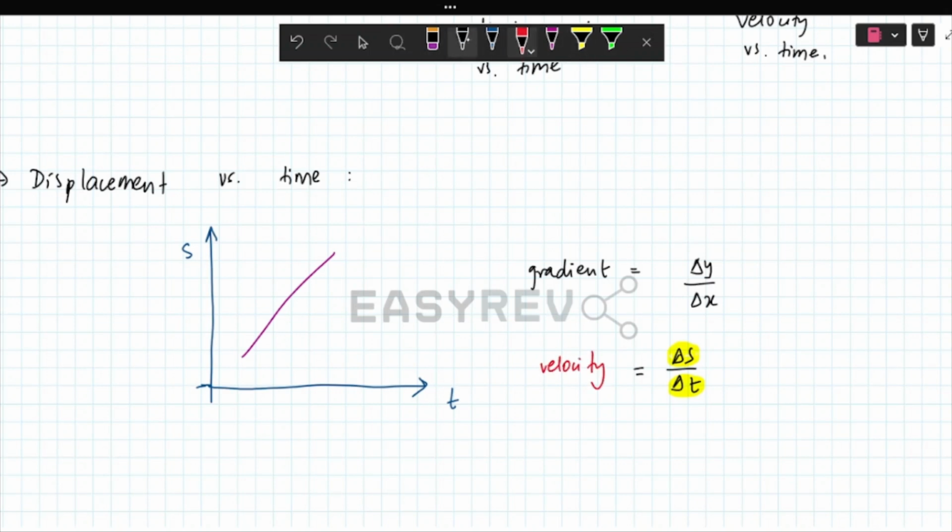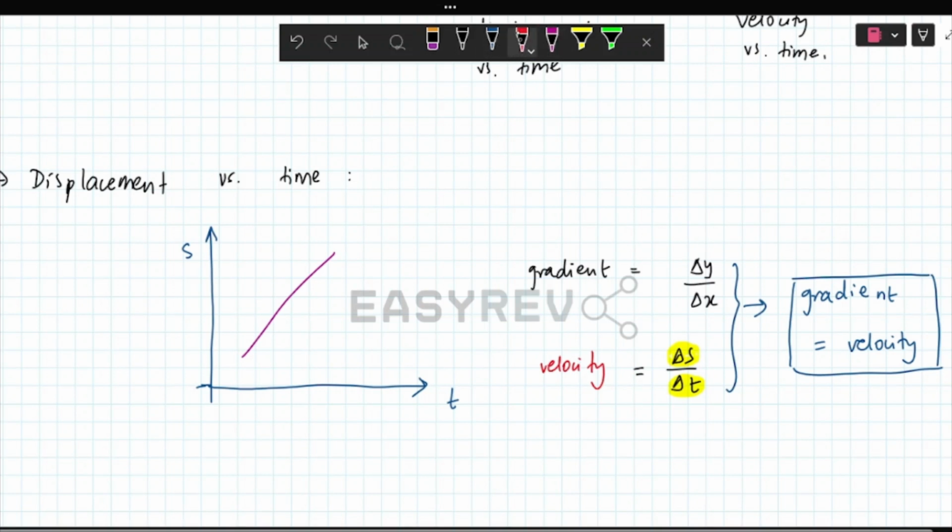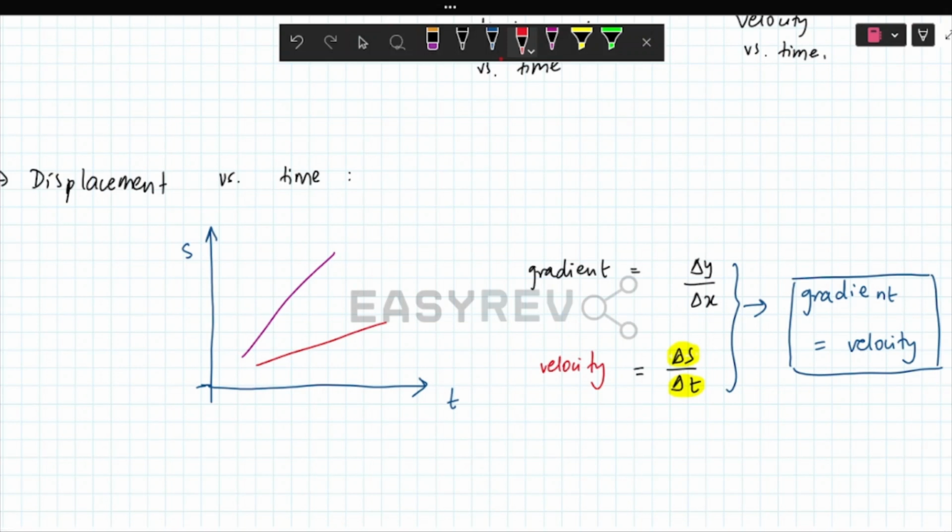So this is remarkable. We have established one very important feature of all displacement versus time graphs. That is that the gradient, or the slope, of a displacement versus time graph represents its velocity. And so you can take any two graph shapes, for example this purple one compared with this red one, and then you can compare their velocities just by comparing their slopes.